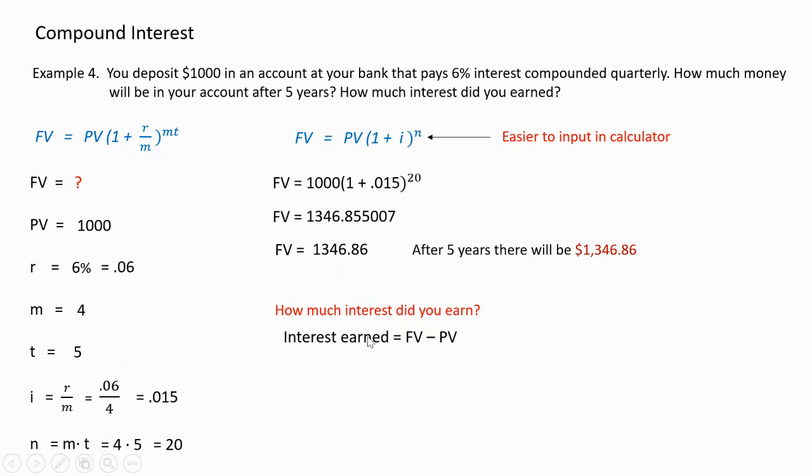Okay, now how much interest did you earn? So the interest will be the future value minus the present value. So it's going to be $1,346.86 minus the $1,000 that you actually put in there. So it's going to give you $346.86. So that's how much interest that you earned. Okay, let's move on.